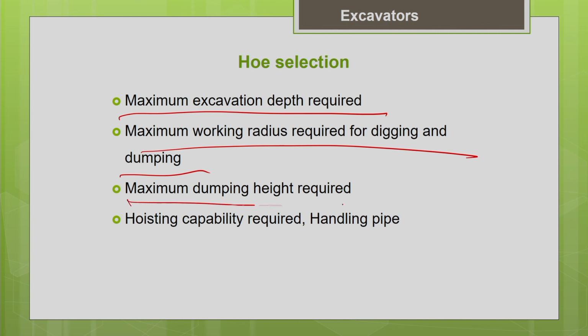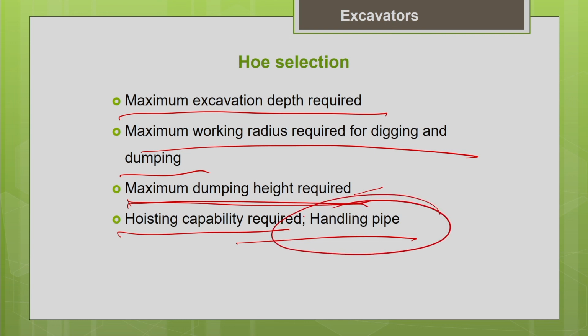Then you know what truck is available to you. According to that, you should decide whether the shovel dimension or the backhoe dimension is sufficient to reach the top of the truck. So, what is the maximum dumping height needed at your project site, you should know. If you are going to use the same machine for handling pipelines or trench boxes, in that case you have to see what hoisting capability and hoisting attachment are needed. All these things you have to decide before selecting your backhoe for the particular project.